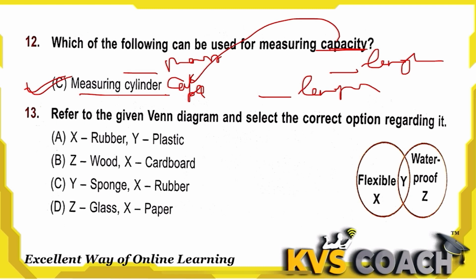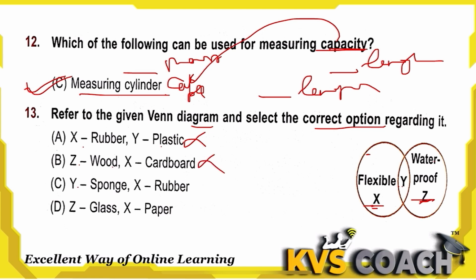Next is, refer to the given Venn diagram and select the correct option regarding it. Here X is flexible material, Z is waterproof material, and Y is flexible plus waterproof. So let's check which one is the right answer here. X is rubber. Yes, rubber is flexible. Y is plastic, but plastic is not flexible. So this is wrong. Z is wood. Wood is not waterproof.